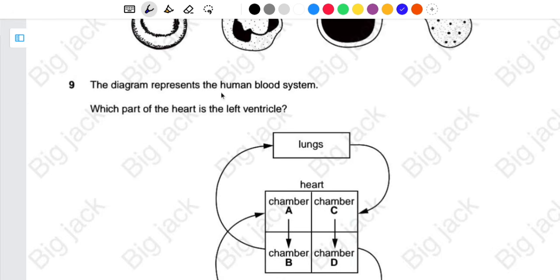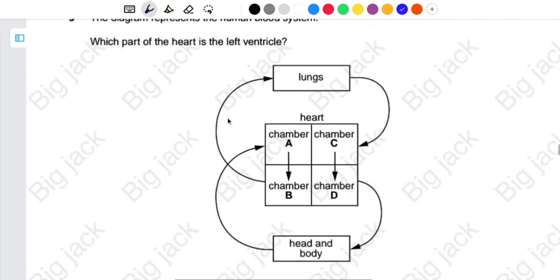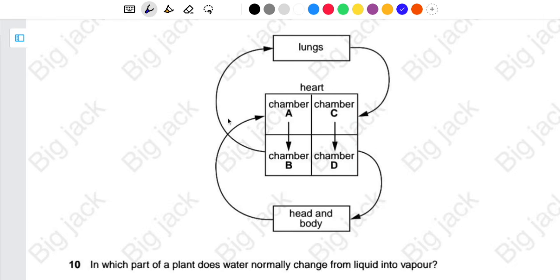The diagram represents the human blood system. Which part of the heart is the left ventricle? The left ventricle is the one which pumps blood to all parts of the body, the systemic circulation. So it's going to be D.